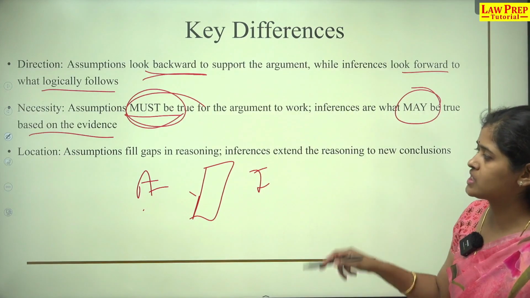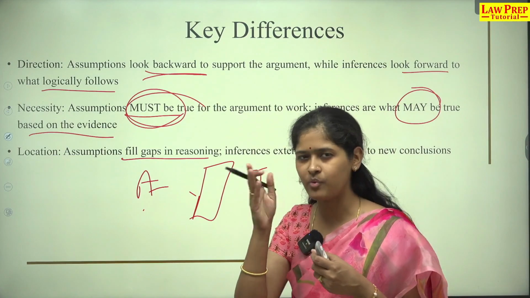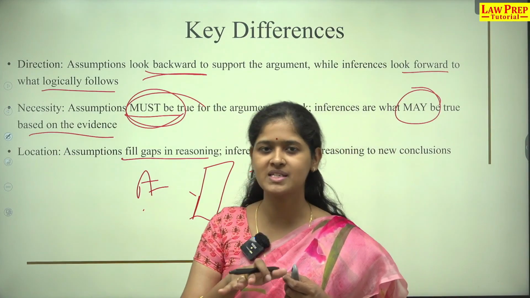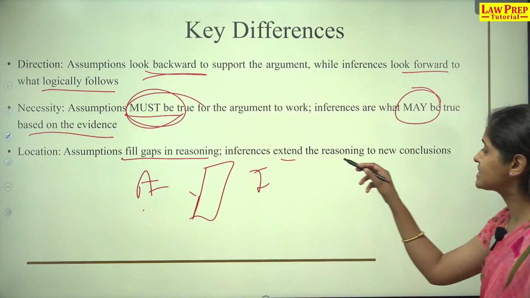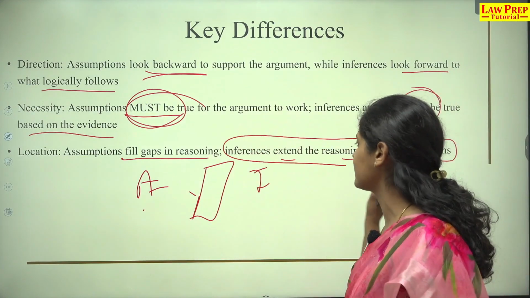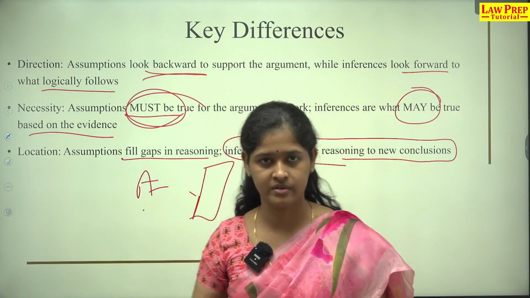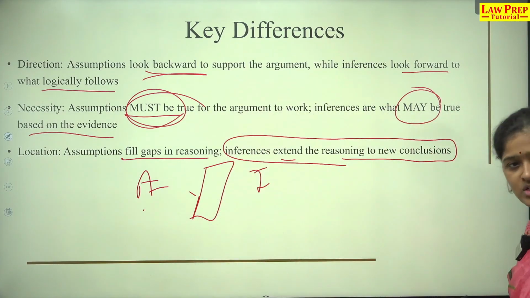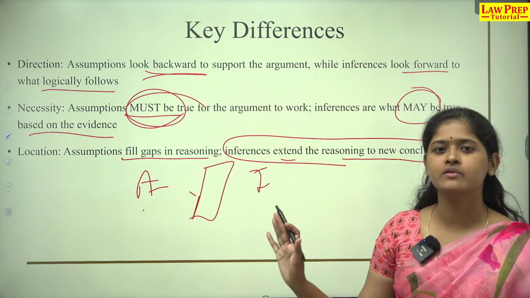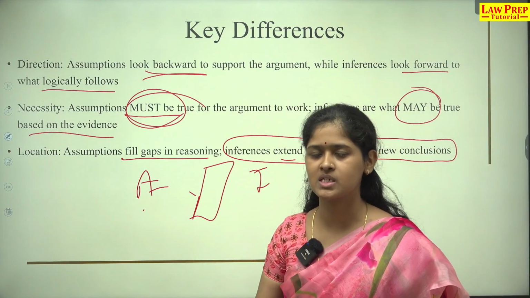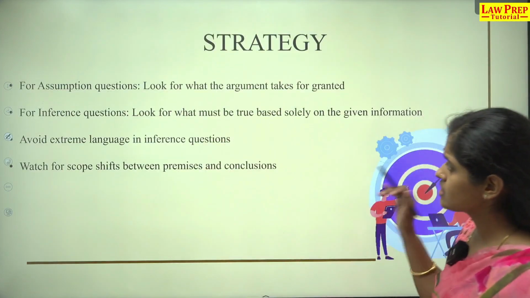Okay? Locations. Assumptions will fill gaps in reasoning. When you're reading an article, you think, whatever is missing, but it is making sense. Those missing parts are what? Assumptions. Okay? And inferences extend the reasoning to new conclusions. Like if you conclude that the class will get over at 8 p.m., that's your extended reasoning. Okay? Extended conclusion from the context provided to you. Note this down. Repeat it again in the questions when you're solving mocks and sectionals. Do that again, okay?